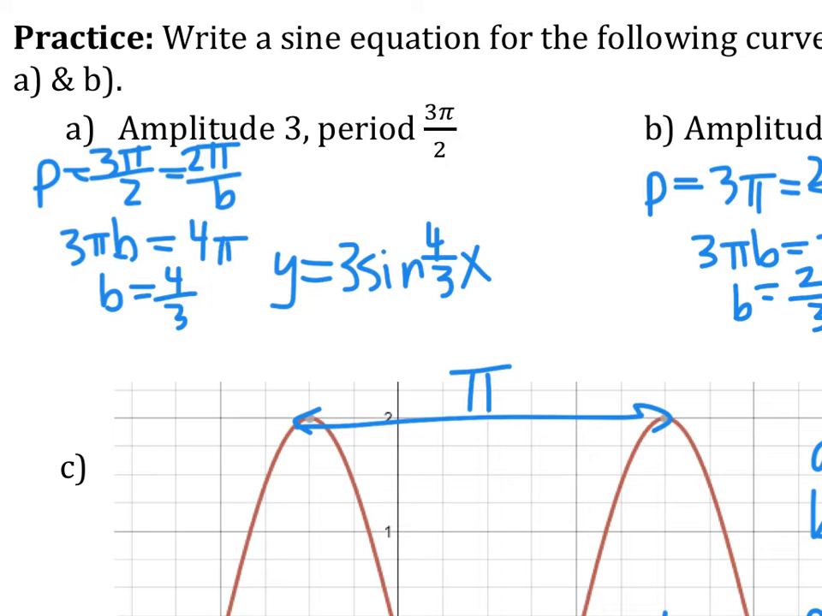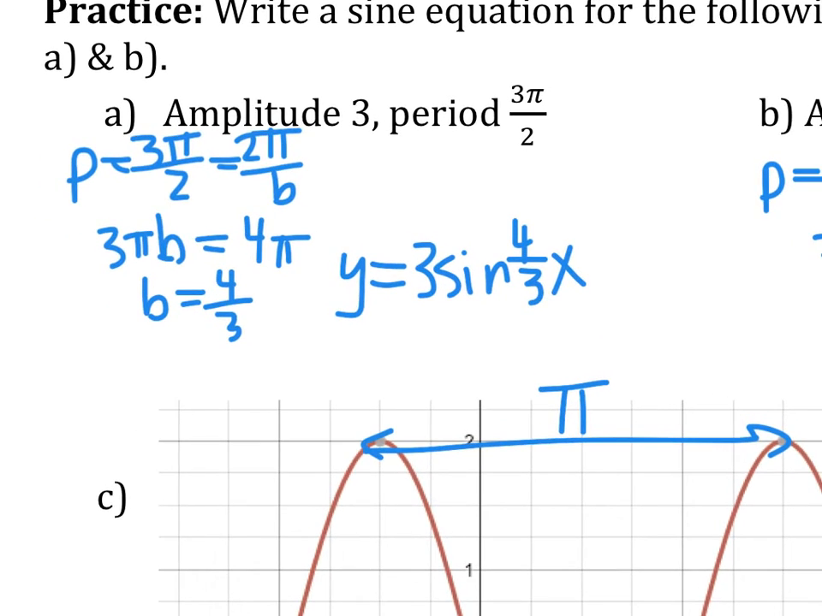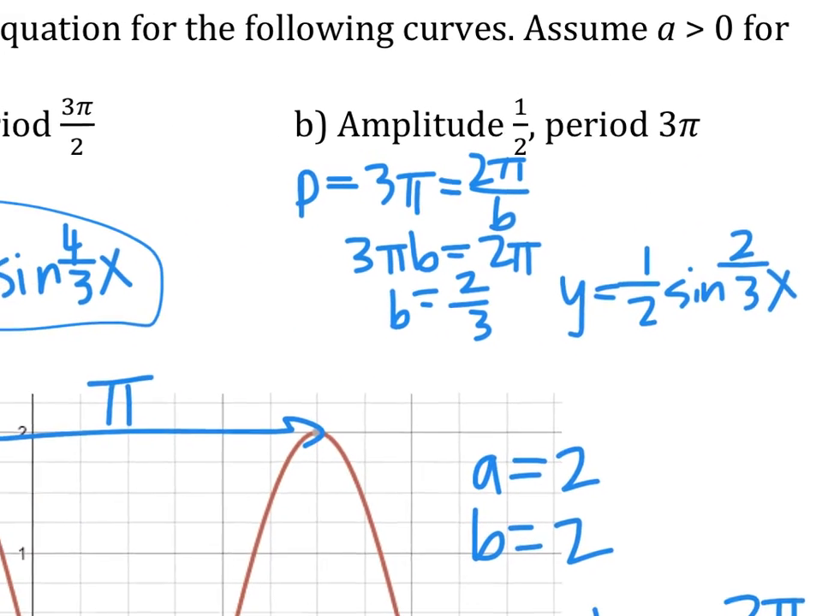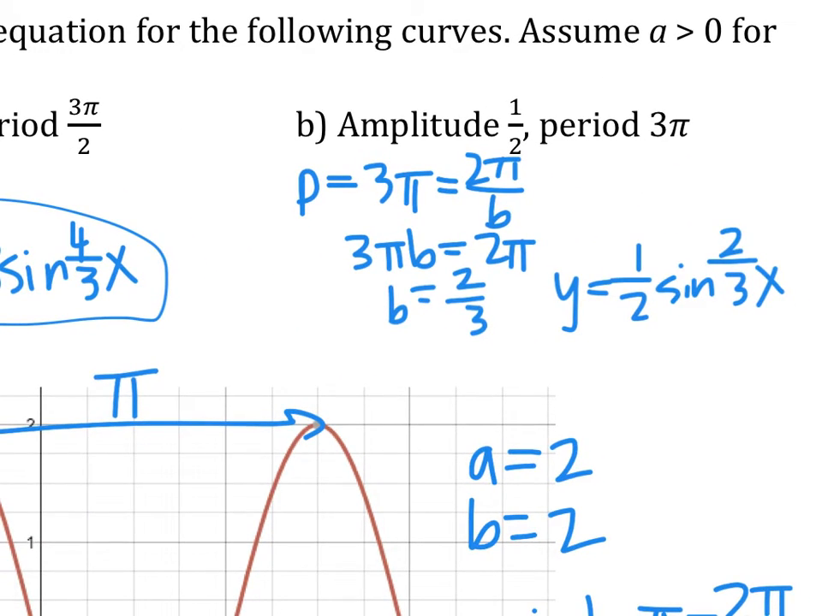Amplitude is 3. The period is 3 pi over 2. So what you want to do is back calculate B. In this case, B is 4/3, so you get this equation. Part B is also very simple. Amplitude is 1/2, period is 3 pi. Again, you want to calculate B. B is 2/3, so then this is the equation.